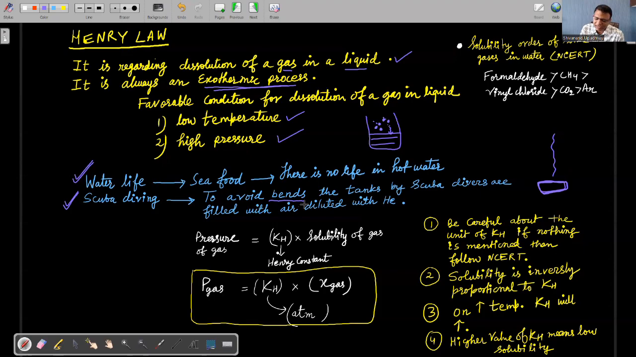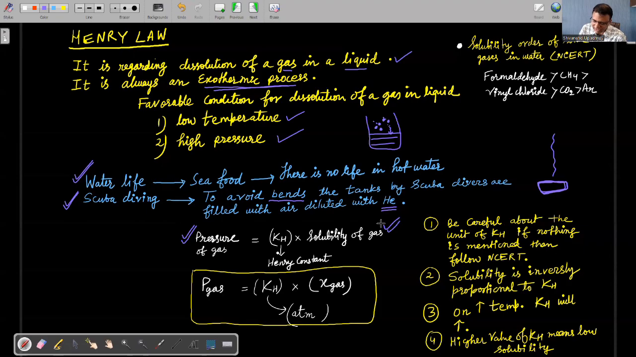To avoid bends, the tanks used by scuba divers are filled with air diluted with helium. This is given in NCERT, so be careful about this, right? We dilute with helium because the dissolution of helium in water is very less, and our blood is 90% water only. So when we discuss Henry law, what we say is that if we increase pressure, the solubility of the gas is going to increase.